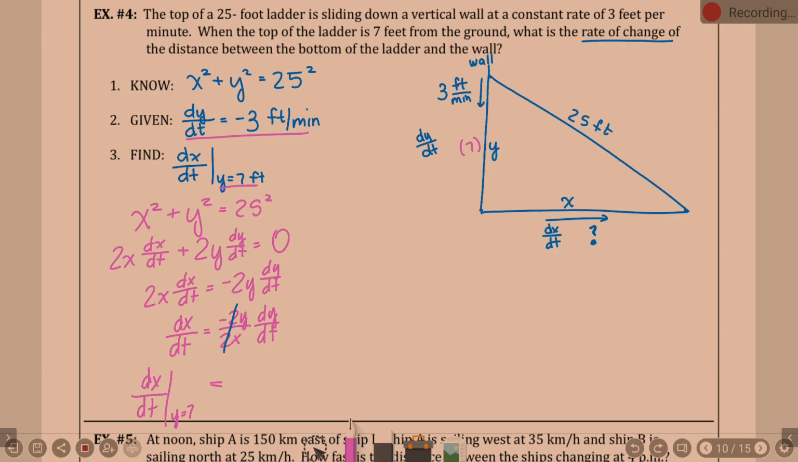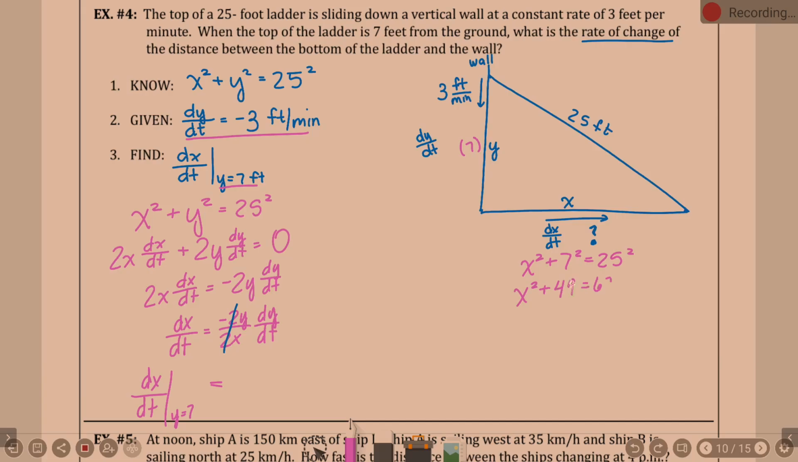The hypotenuse will be the same, 25. The hypotenuse is always 25. So at the moment y is 7, could we find what x is at that same moment? Yes, because that right angle between the wall and the ground is there at all times. So we could say x squared plus 7 squared equals 25 squared. What's 25 squared? 625. So x squared plus 49 is 625.